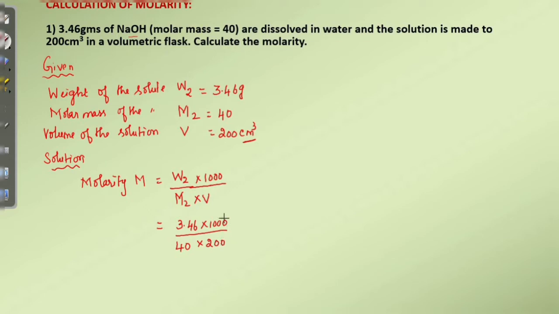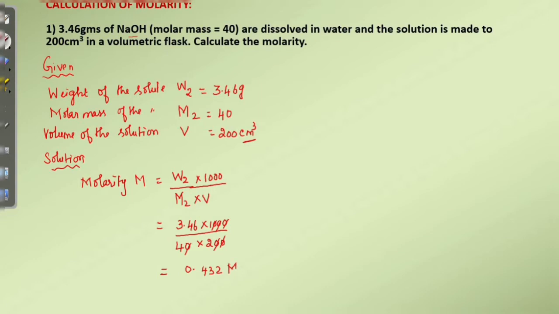We have substituted all the values. Now find out the answer. The zeros get cancelled. So now 3.46 divided by 8. Find out the answer, students. 3.46 divided by 8 is 0.432.